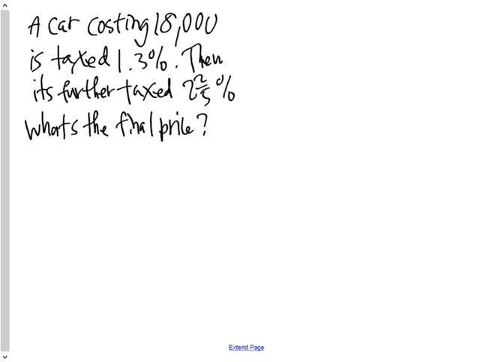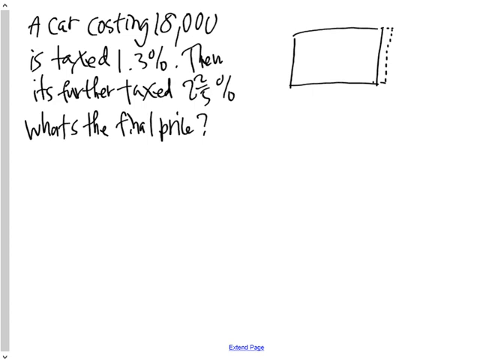The second question gives us a car costing $18,000 that is taxed 1.3% for whatever tax that is. Then it's further taxed 2 2/5%. What's the final price? So this is a little bit different in terms of our understanding. If we think about this being the 18,000, instead of taking away, we're actually adding on percentages. And we're going to talk about that in just a second.